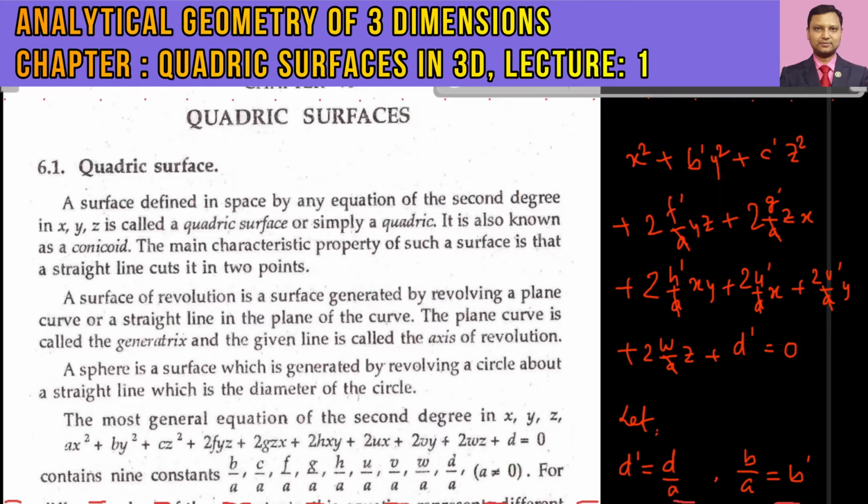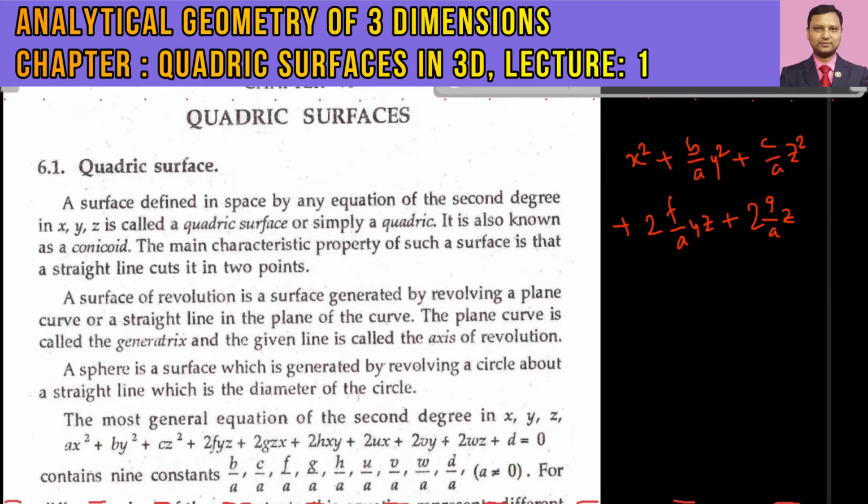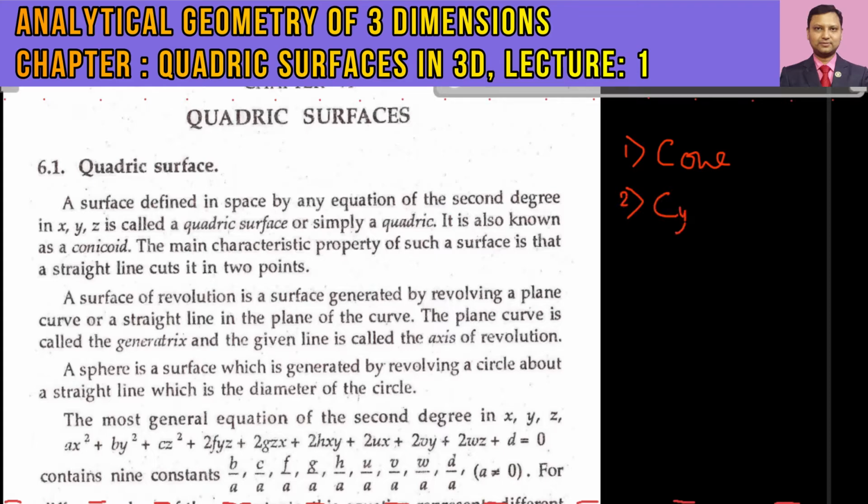Now, out of these results, we shall discuss that quadric surfaces may represent different kinds of surfaces in three-dimensional geometry. The first kind of surface that we shall discuss in this lecture is the cone. Apart from this, in the subsequent lectures, we shall also discuss another type of surface called the cylinder.